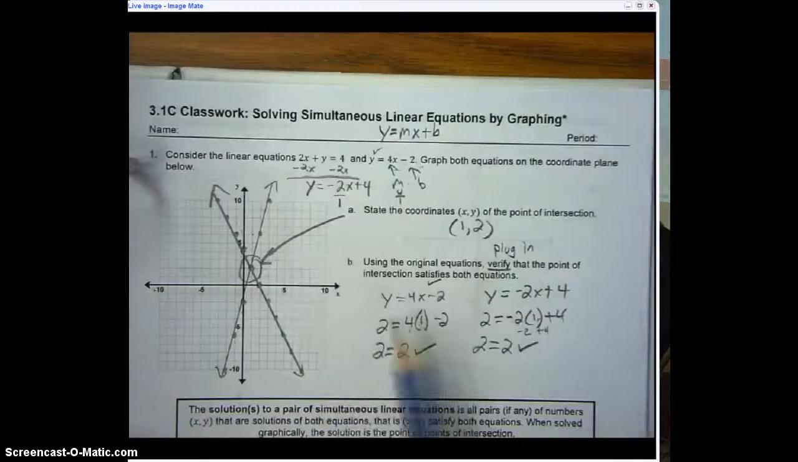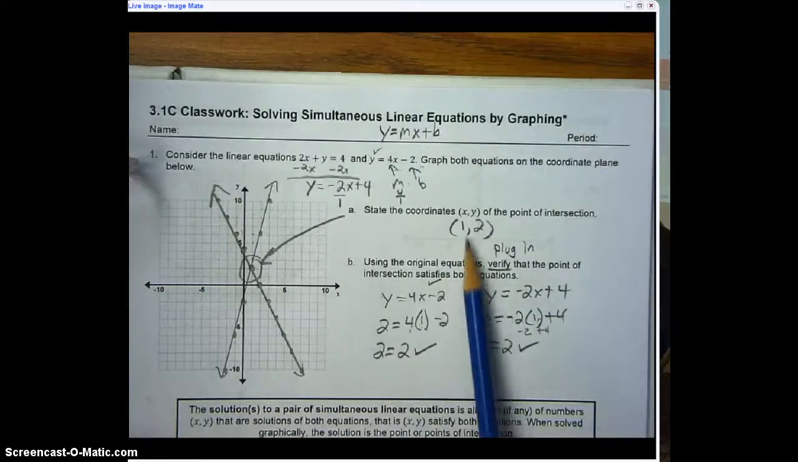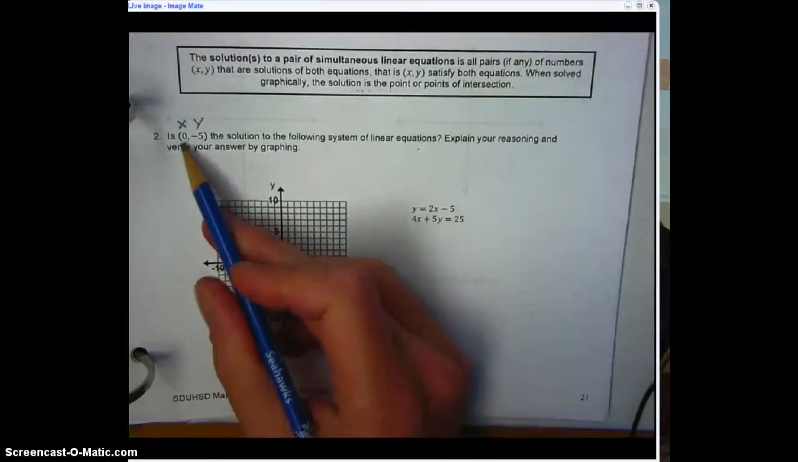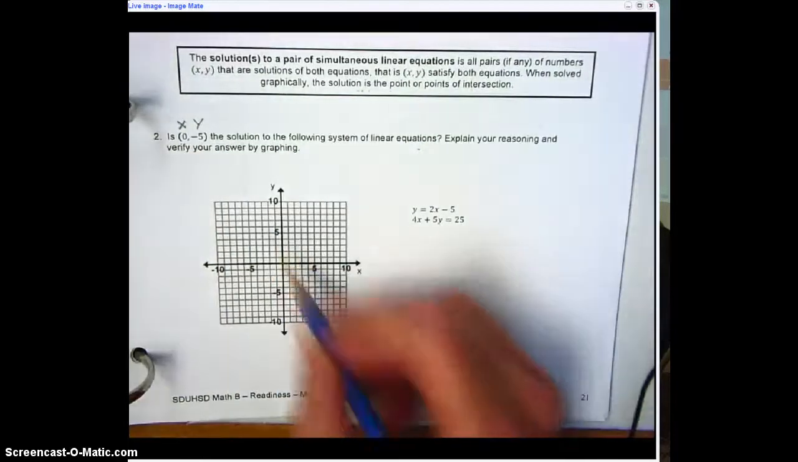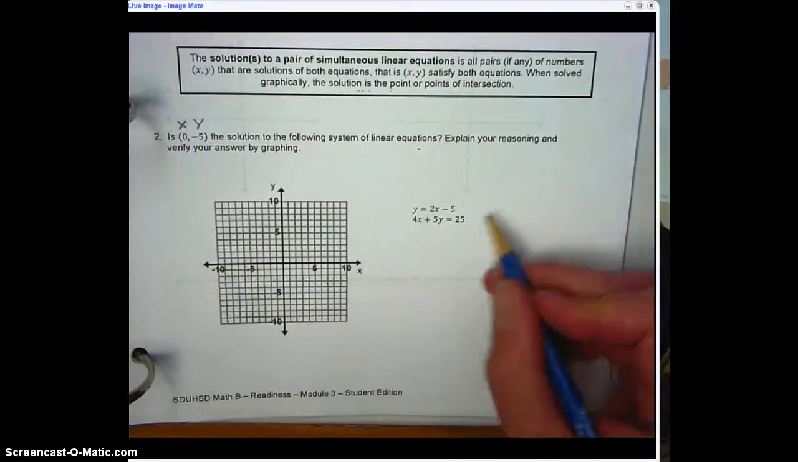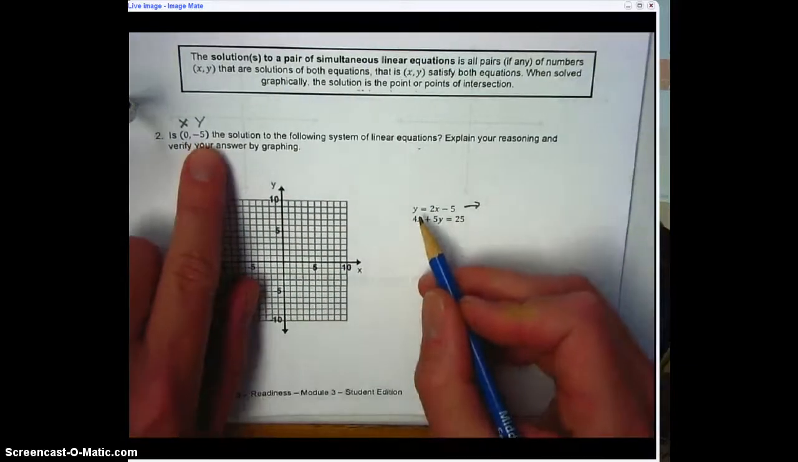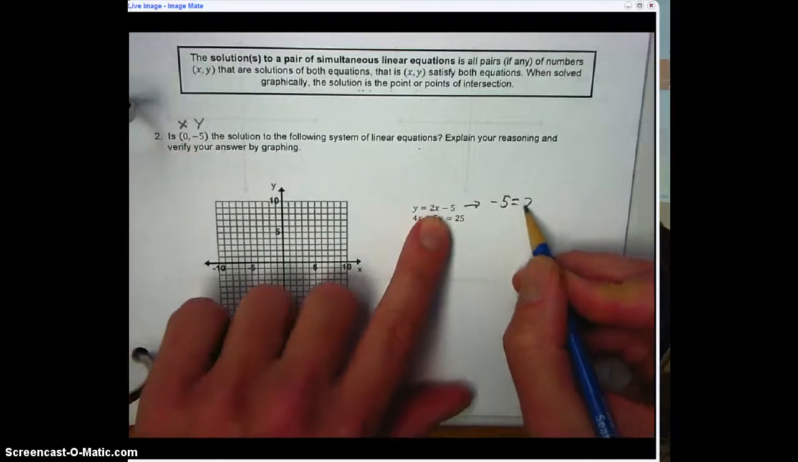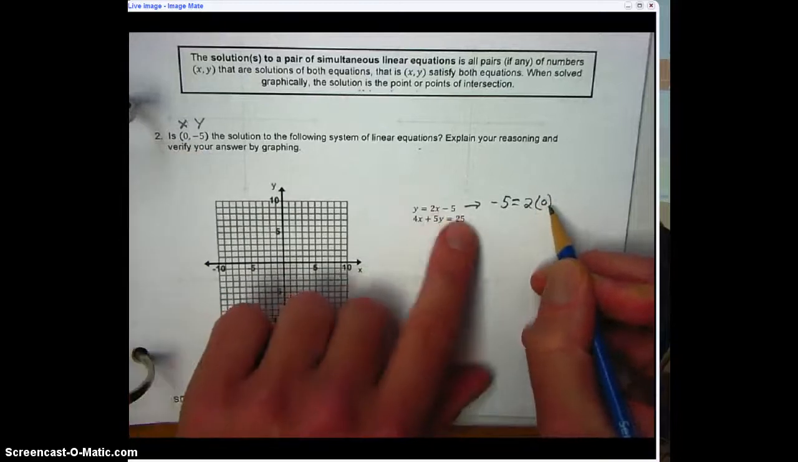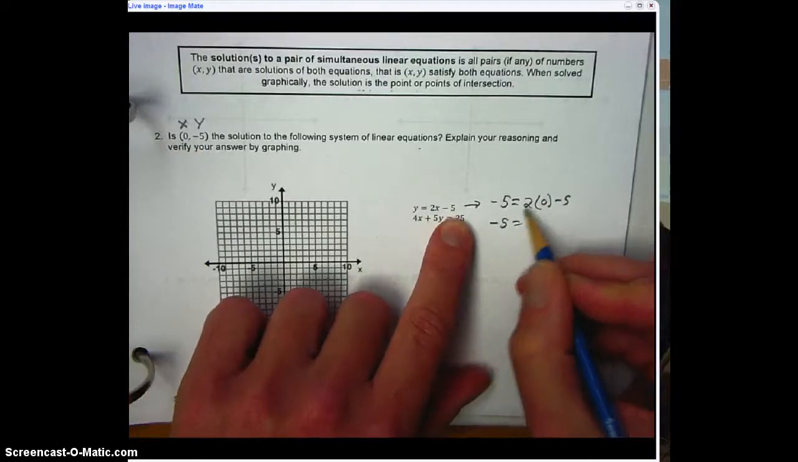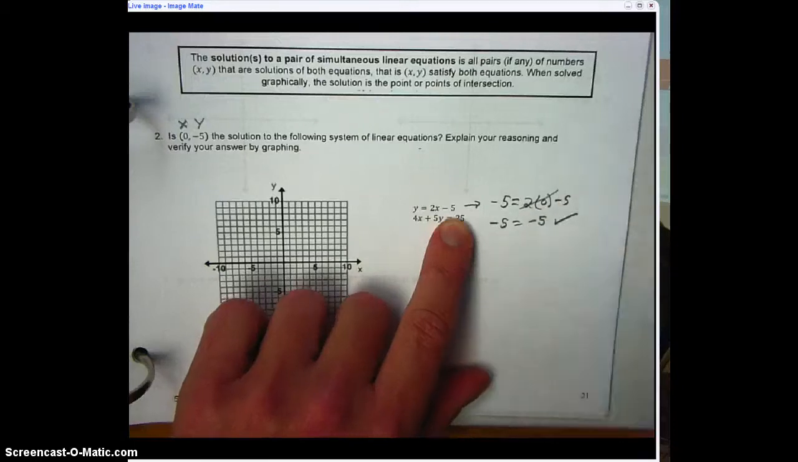Up here, we graphed first and then checked to see if it worked. Down here, we're going to go backwards. We're going to first see if this ordered pair works and then check and see if it graphs properly. So again, take your x and y and plug them in. In the top one, you're going to replace y with -5 equals 2 times the x value of 0 minus 5, and see if we get a true statement. So -5 equals, what's 2 times 0? It's nothing, so it works in the top one.